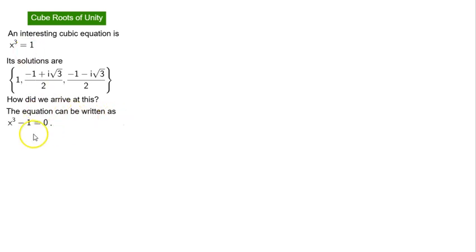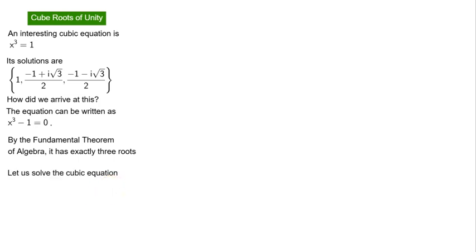This equation can be written as x cube minus 1 equal to 0. By the fundamental theorem of algebra, it has exactly 3 roots. One is pretty straightforward, 1. Let us solve the cubic equation. The equation can be written as x cube minus 1 cube is equal to 0.